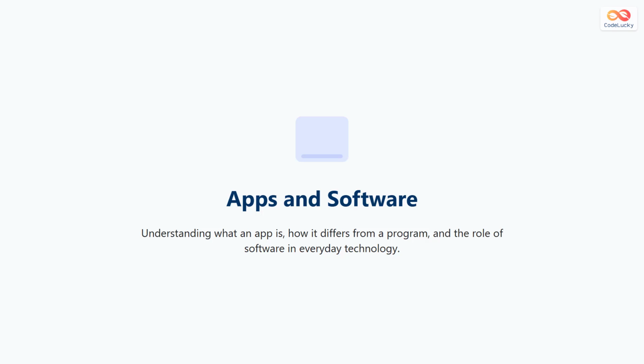In today's world, almost everything we do with technology depends on software and apps. Understanding these terms helps us use computers, phones, and tablets effectively. In this lesson, learn what apps, programs, and software are, and how they work together to make devices useful.